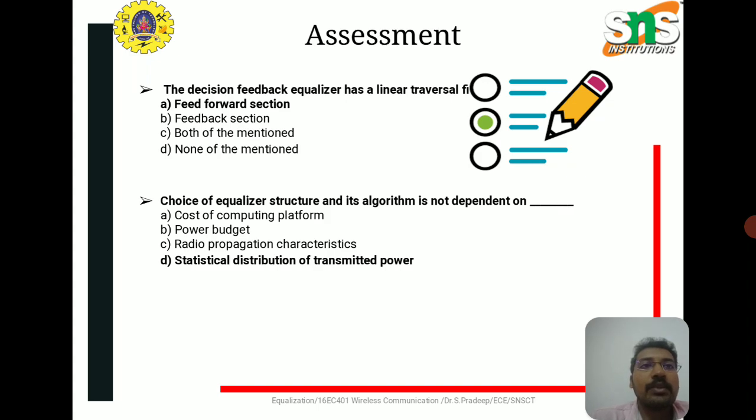The answers for these two questions are given in bold. For the first one, option A is the answer and for the second, option D is the answer.